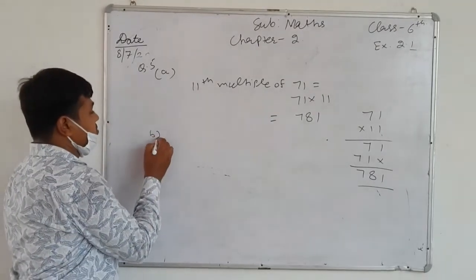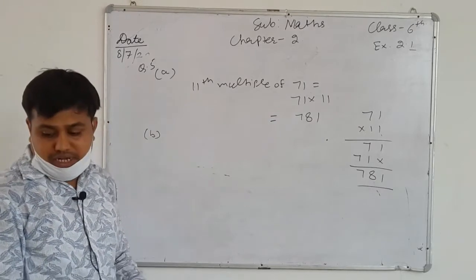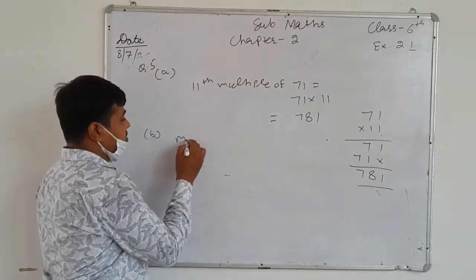B part of question number 5. Find multiples of 7 between 36 and 58. We have to find multiples of 7.